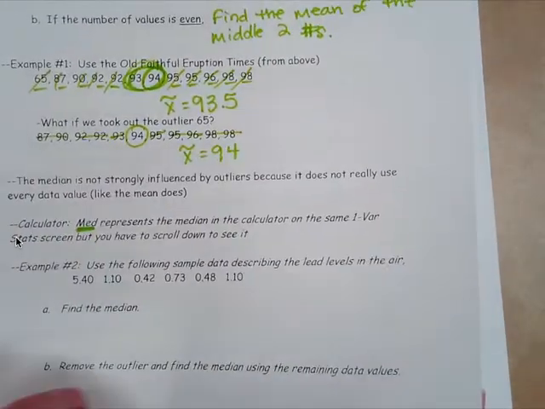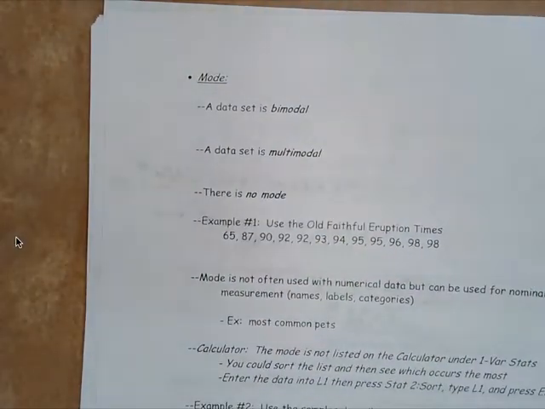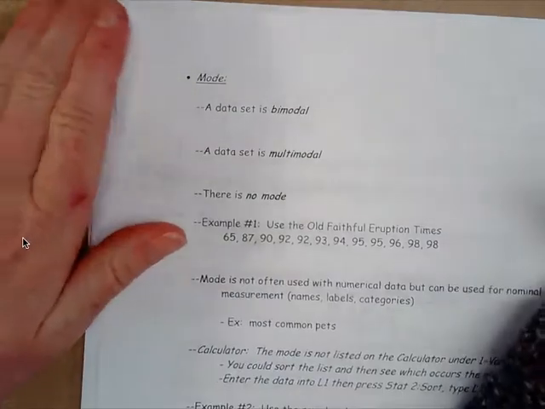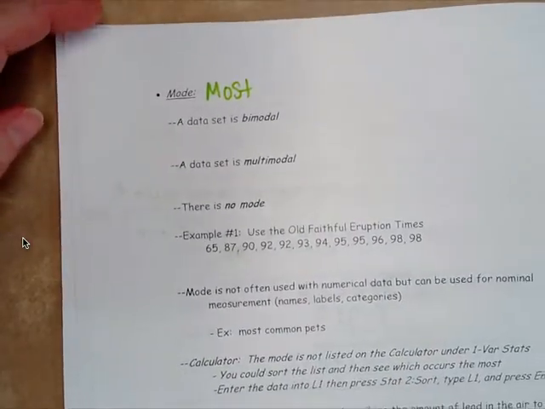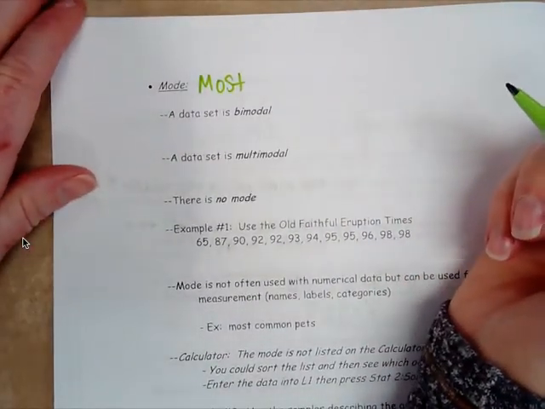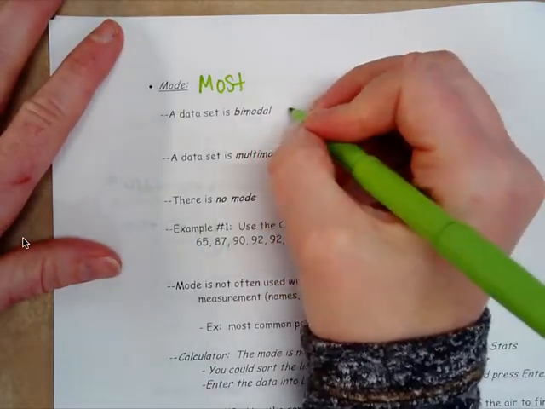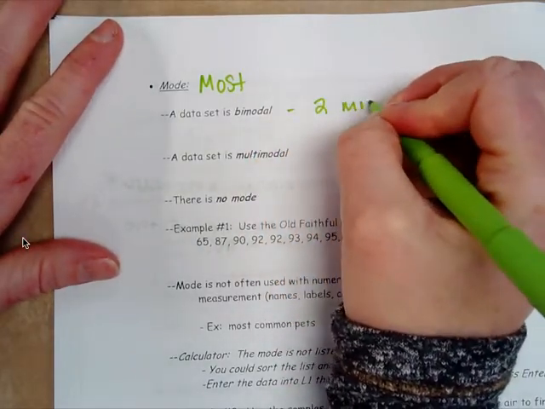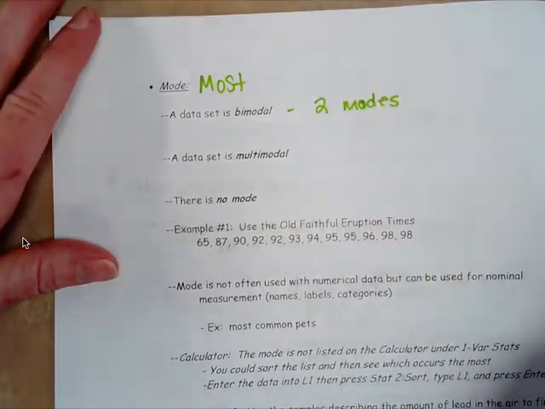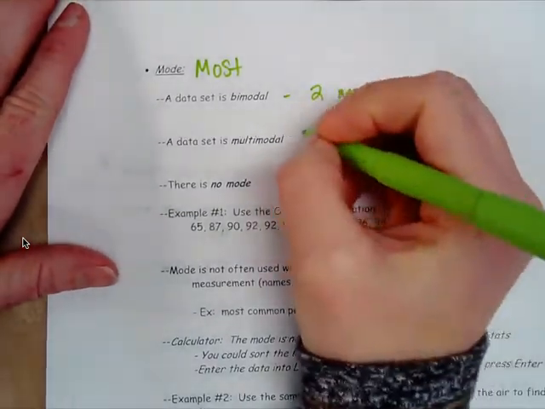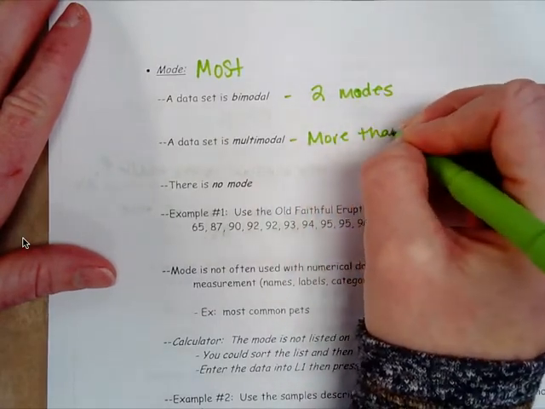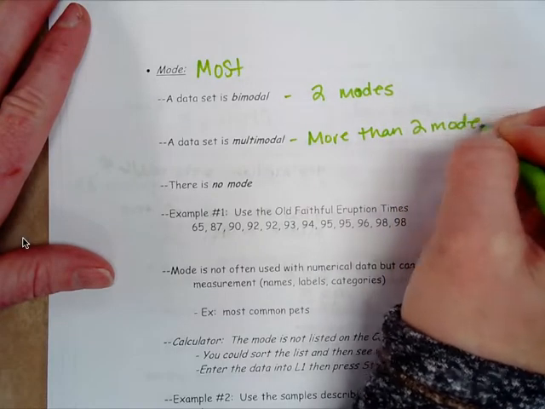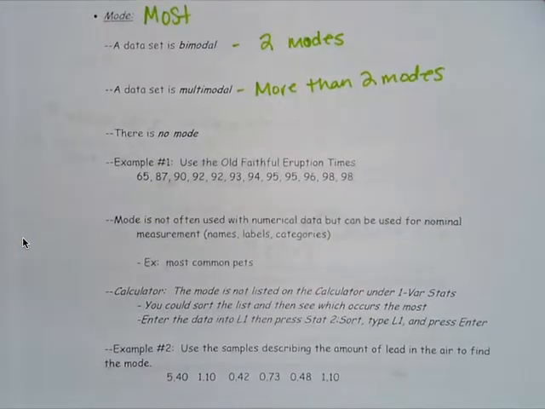All right, we're going to skip that example and keep on going. Let's talk about the mode. The mode is the data value that occurs the most. A data set is bimodal when you have two modes. Multimodal means more than two modes. You can have a data set with no mode as well.